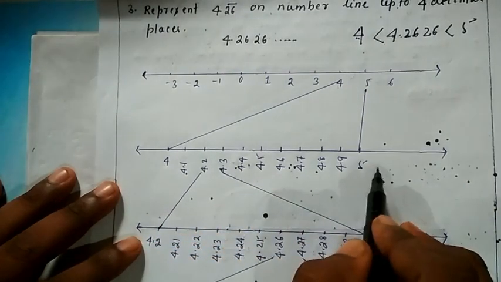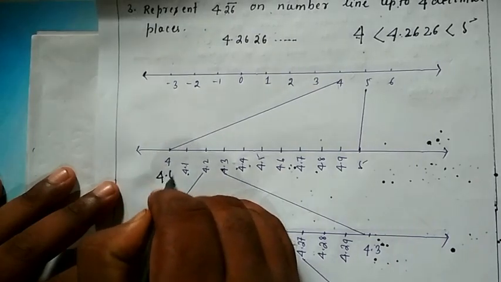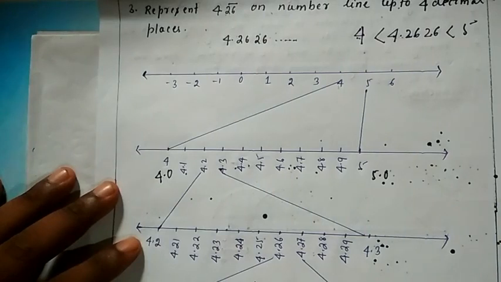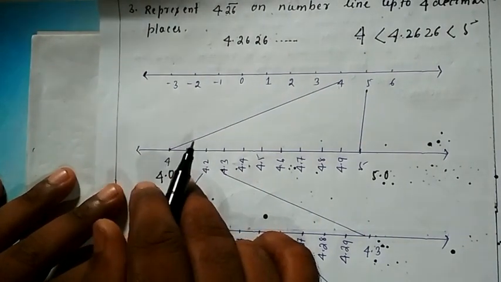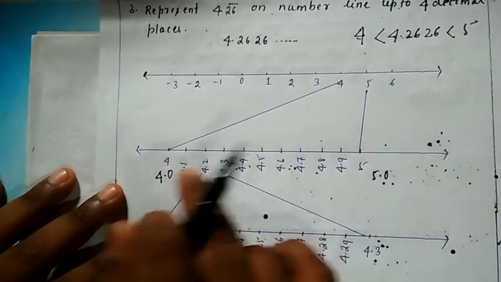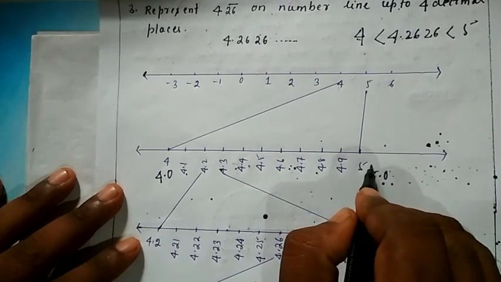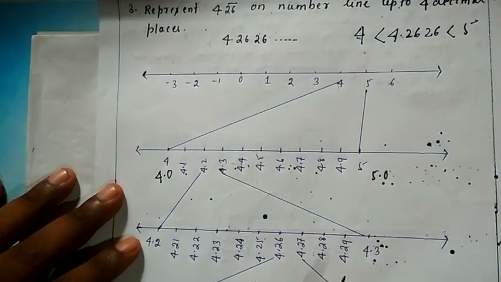After close focus, you see in between 4 and 5 there are 10 equal divisions like 4.1, 4.2, 4.3, 4.4 and so on, because 4 you can also write as 4.0, and 5 you can also write as 5.0. So 4.0, next part is 4.1, next 4.2, next 4.3 and so on. Again after 5.0, here 5.1, 5.2, 5.3 and so on.